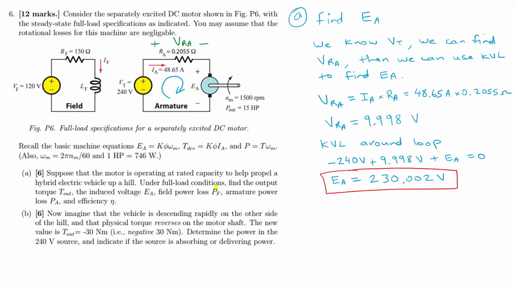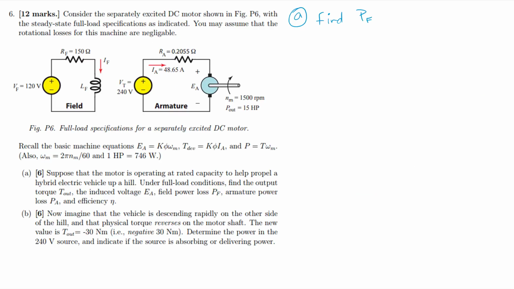So next, we're going to calculate the field power loss. So what does that mean? So this is the field circuit. So the field power loss is the electrical losses in this circuit, and the only place that electrical losses can occur is through this resistor. So we need to find what's the power dissipated in this resistor.